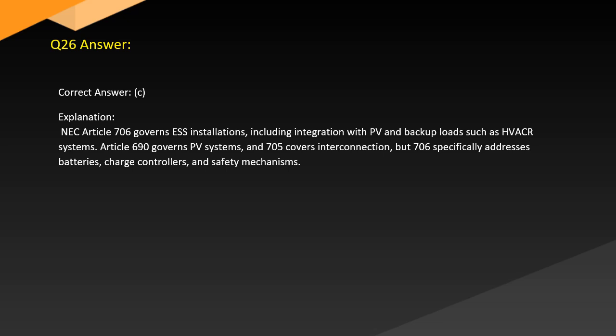Answer. Correct answer: C. Explanation. NEC Article 706 governs ESS installations, including integration with PV and backup loads such as HVACR systems. Article 690 governs PV systems and 705 covers interconnection, but 706 specifically addresses batteries, charge controllers, and safety mechanisms.